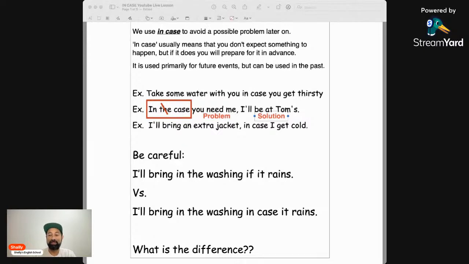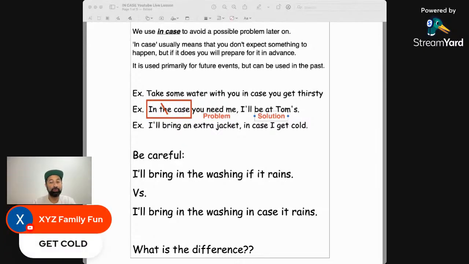All right, XYZ answered get cold. Perfect. Yes, get cold is the problem. So, what's my solution? I will bring an extra jacket. Right? So, bring an extra jacket is my solution. Get cold is the problem.